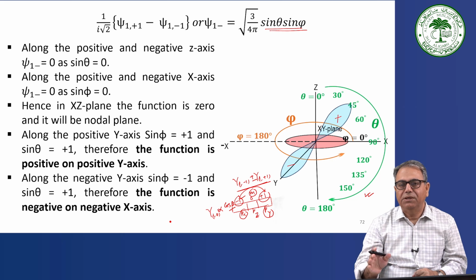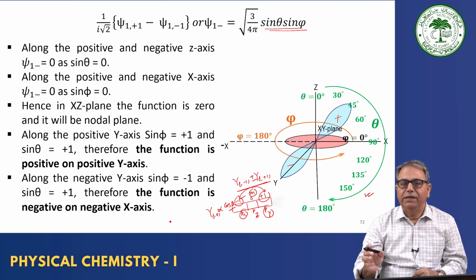After separation of variables, we got the phi and theta equation and the R equation. For the phi and theta equation, I did not go into the detailed solution because it would be repetition, and we have already done it in the rigid rotor. The same solution holds for the hydrogen atom also.